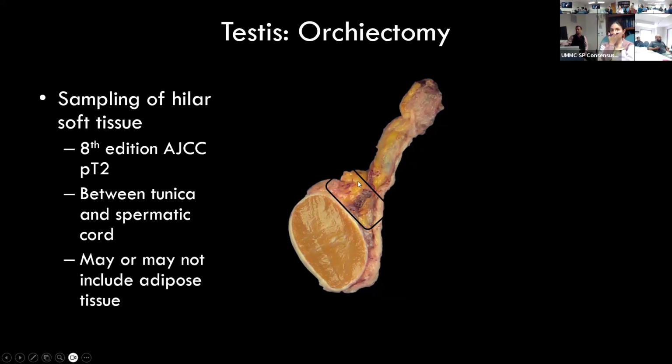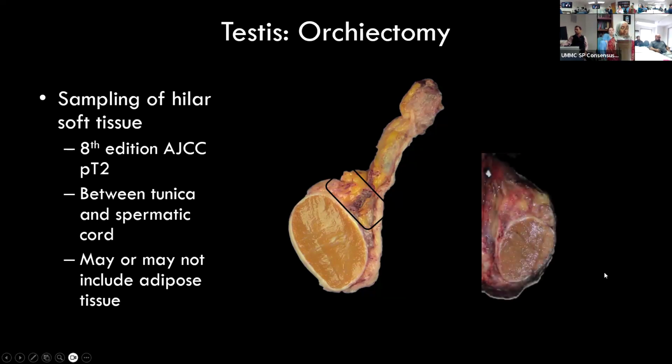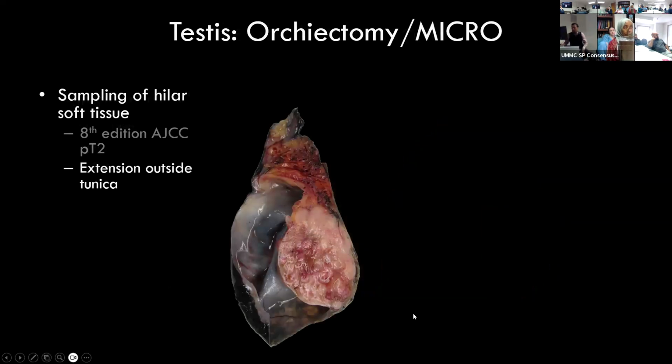Usually you find adipose tissue in the hilar soft tissue, but sometimes you may not find it. In this example, you see some adipose tissue, but most of it is other types of connective tissue in the epididymis. So then let's talk finally about the hilar soft tissue. Why is this important? Because in the new AJCC staging system, involvement of the tumor in the testicular hilar soft tissue upstages it to pT2. Now, involvement of the spermatic cord becomes pT3, but involvement of the hilar soft tissue makes it pT2.